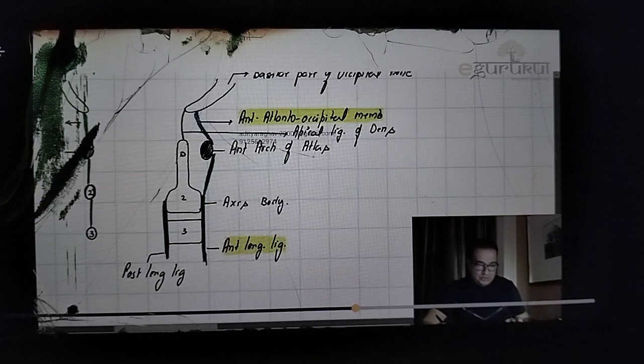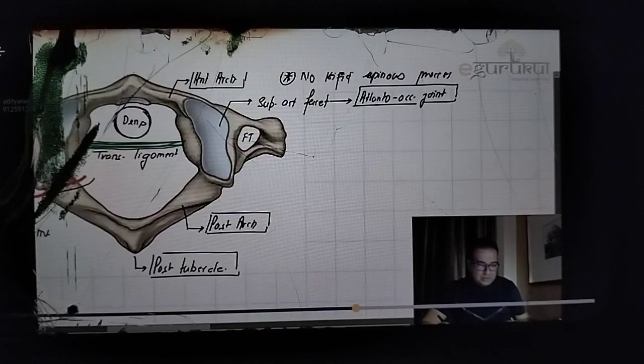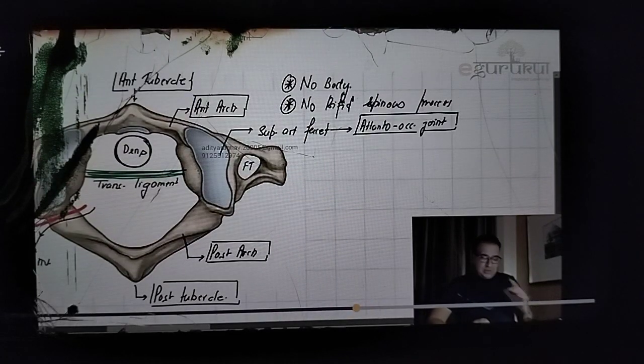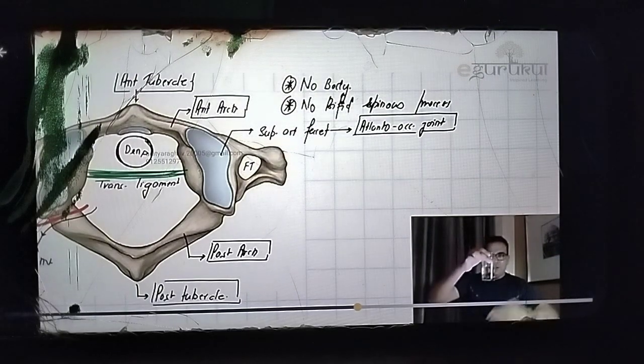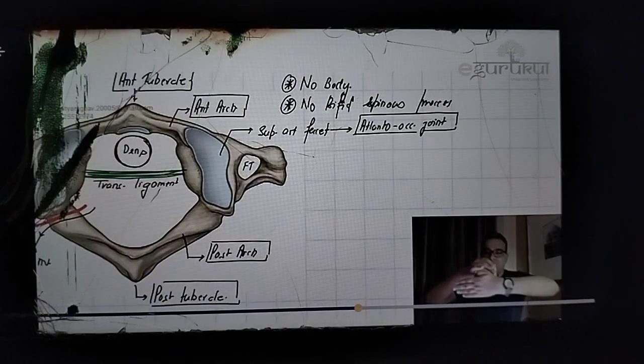Now look at this. I want all of you to please follow here for 1 second. The ligament which is present just behind the dens is the transverse ligament. But right now you're looking at the transverse section, so I can only see the transverse ligament. Let's say this glass here is a dens. The transverse ligament is present behind it.